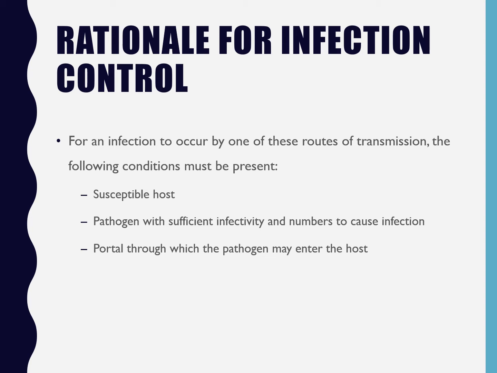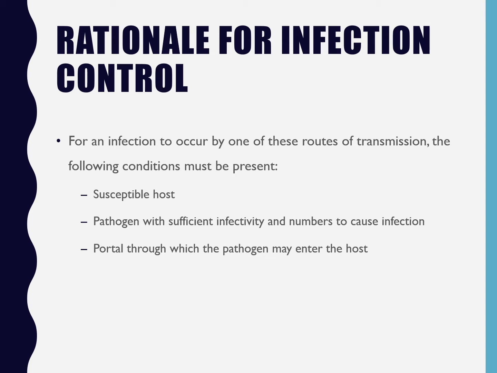The next one is the pathogen has a sufficient infectivity and number to cause infection. And so, in this way, the pathogen has to be able to make us sick. So, it has to be a strong enough virus or bacteria in order for it to hurt our immune system and overcome our immune system in order to make us sick.